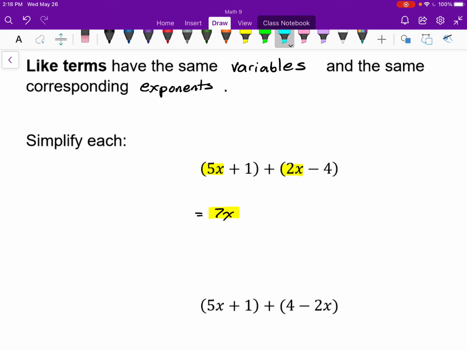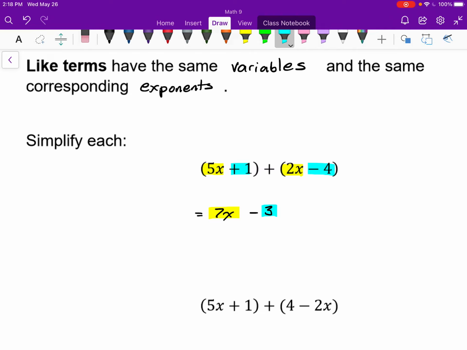And then I have my constant terms. I have positive 1 and minus 4. Those are like terms. They have no variables, but they are like terms. Plus, you can just put them together anyways. It's 1 take away 4. And 1 take away 4 is negative 3. And so 5x plus 1 plus 2x minus 4 simplifies to 7x minus 3.